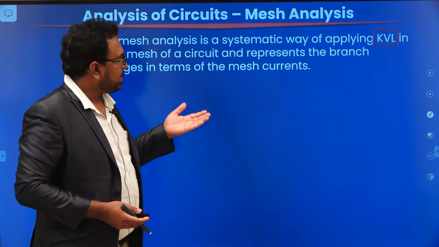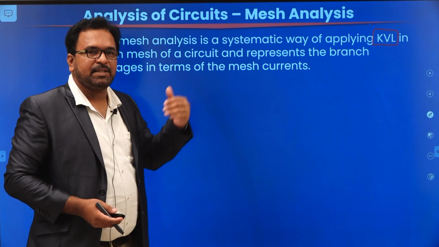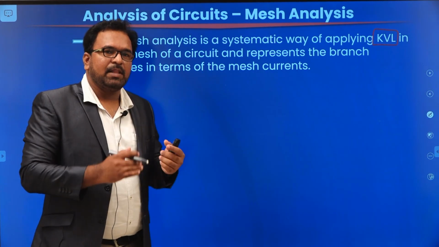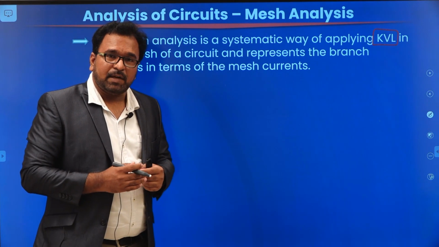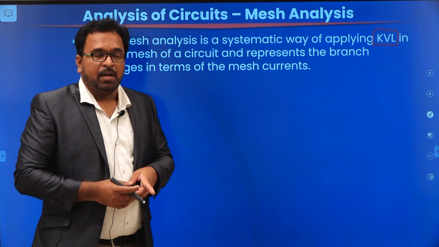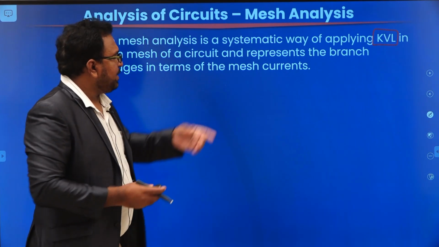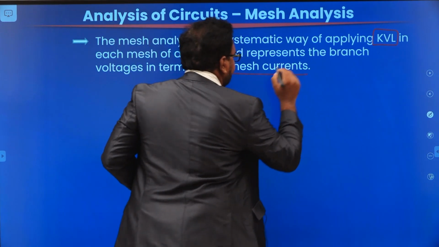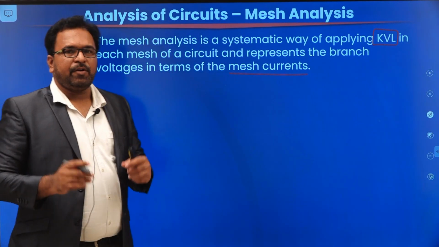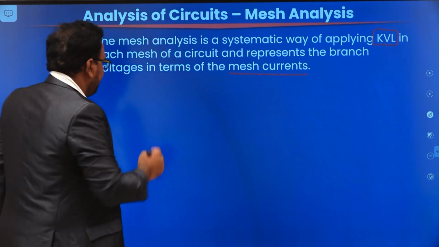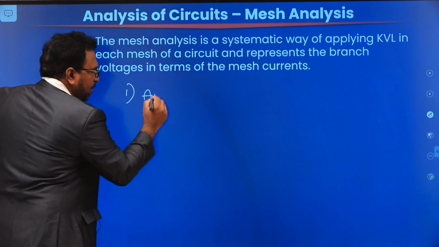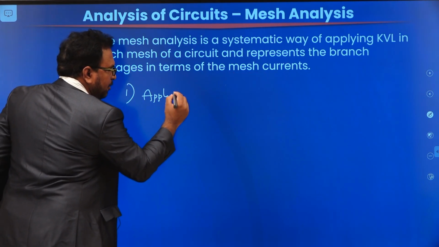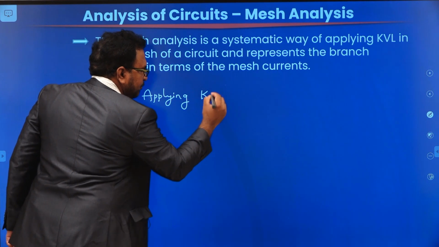We are going to represent the branch voltages with mesh currents, because in KVL the algebraic sum of all the voltages is equal to 0. That voltage is represented by means of mesh currents here. So you have to keep two things in mind. Mesh analysis is nothing but applying KVL.